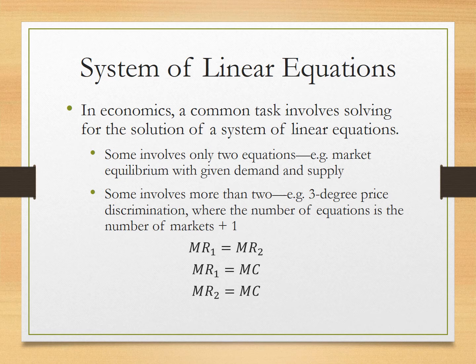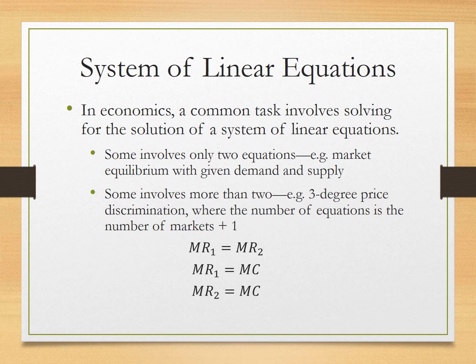Third-degree price discrimination is the case where a seller decides to sell to two or more markets, and the seller charges different prices at different markets for the same product, right? Third-degree price discrimination. What's the optimal pricing requirement in third-degree price discrimination?